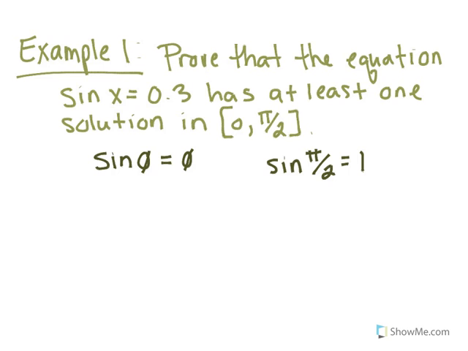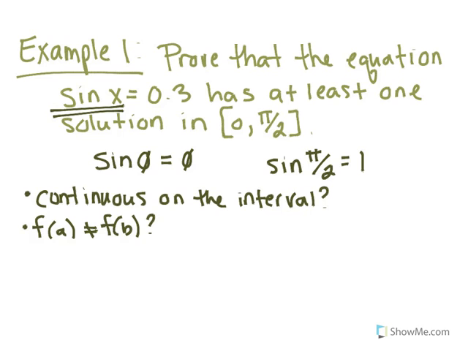And the next thing that we have to do is make sure that our function, whatever it is, is continuous. So do we know that sine x is a continuous function? And we know that it is. So we have to check off a few things to make sure that the intermediate value theorem will tell us that yes, sine x has at least one solution for it to be equal to 0.3.